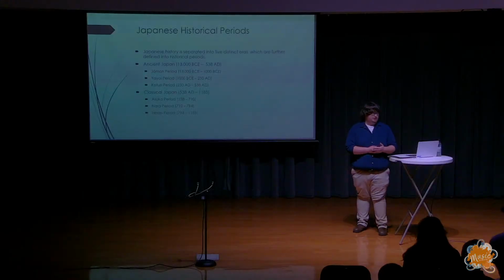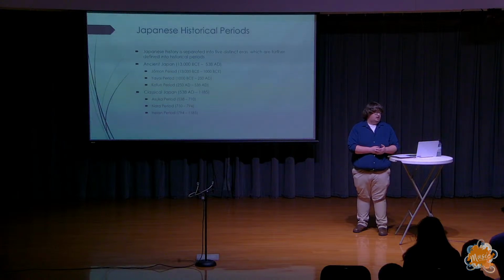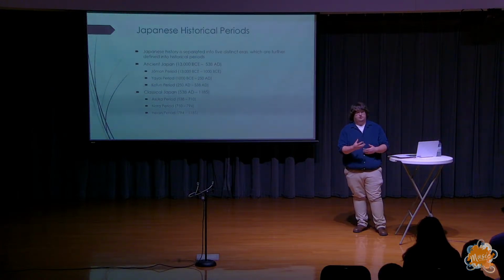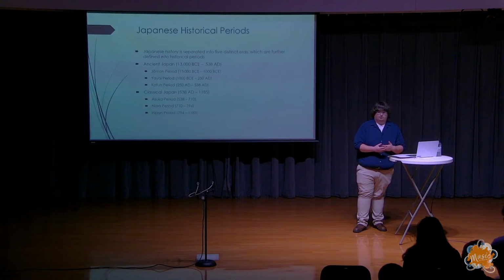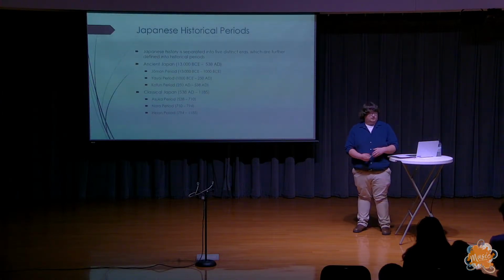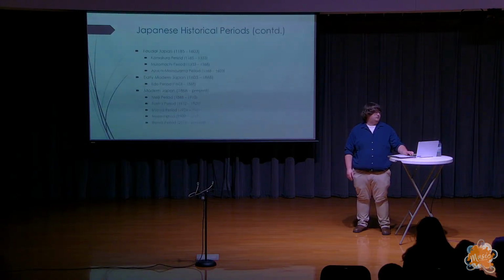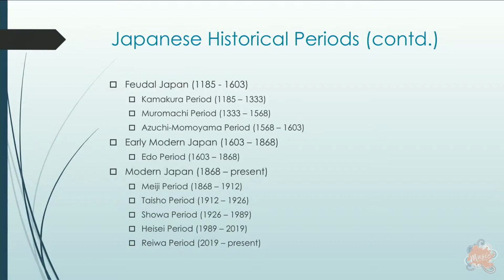Classical Japan, 538 AD to 1185, is made up of the Asuka, Nara, and Heian periods. The Asuka and Nara periods are where we start to see farming set up more, be more effective and reliable. In the Heian period, we see a little bit of political turmoil, which we'll get into in a little bit, that leads into feudal Japan from 1185 to 1603. Feudal Japan, as the name implies, was under a system of heavy feudalism for just over 4 centuries. The Kamakura period is where that really got into full swing. The Muromachi and Azuchi Momoyama periods make up the rest of that historical era.